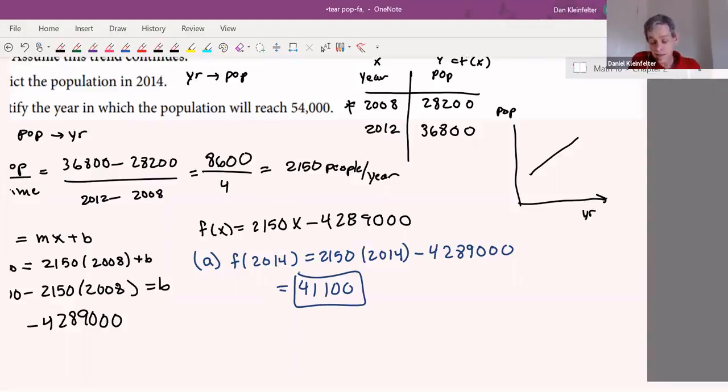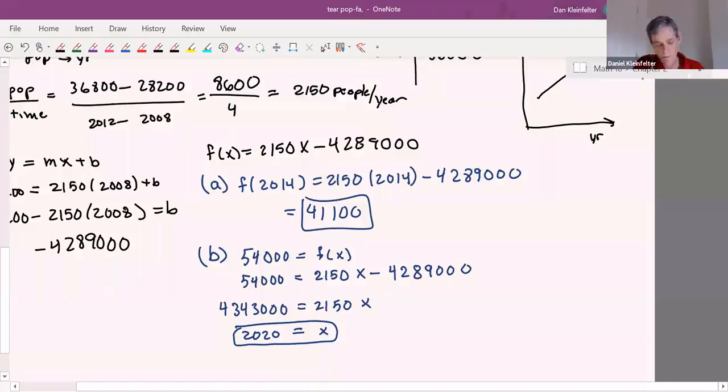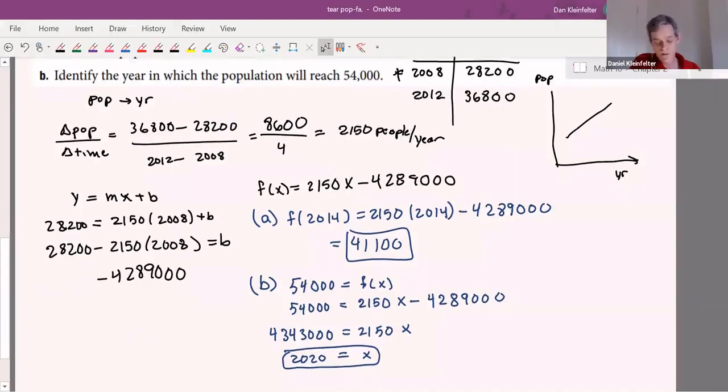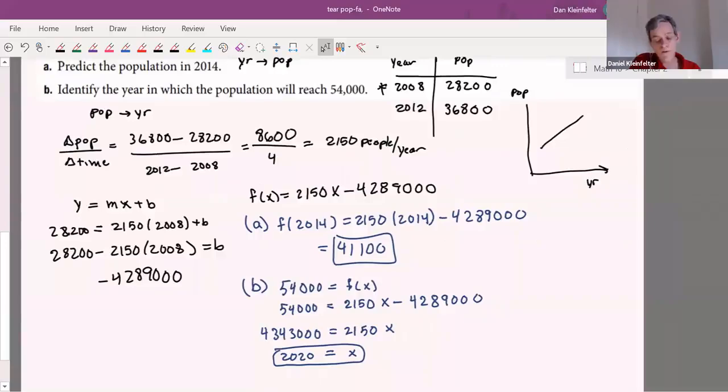So take a minute and think about how that's going to have to look. So for part B, we wanted to know the year in which the population was going to be 54,000. So what I did was set f of x equal to 54,000 and then solved. So 54,000 is 2,150x minus 428,900. I've added that 428,900 to both sides, and then finally divided by 2,150, which gives us 2020 for the year in which the population will reach 54,000.